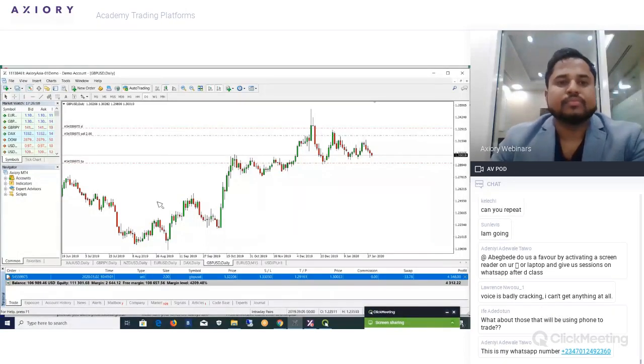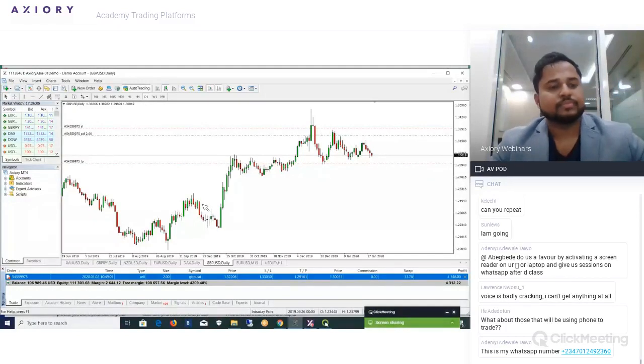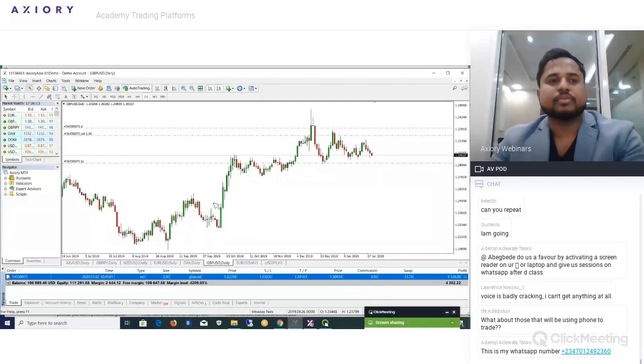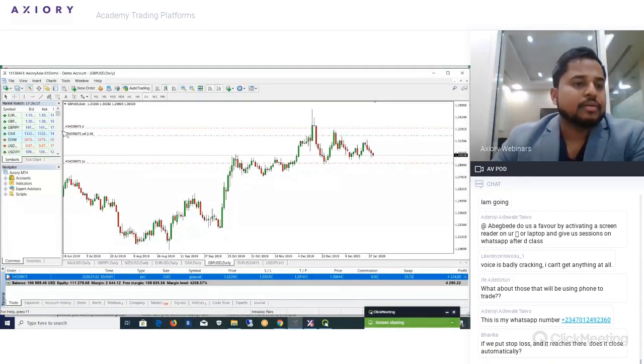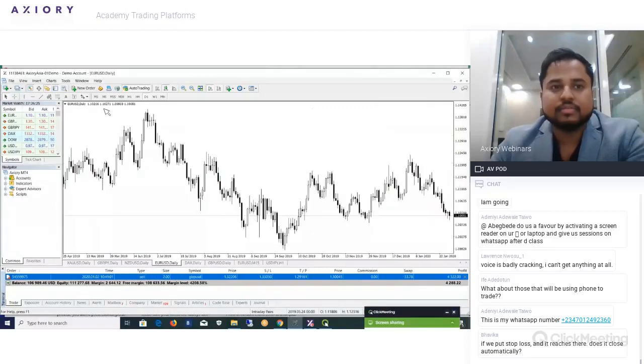Do you have any doubts on this one? If you put stop loss and the price reaches there, yes, it will close automatically.